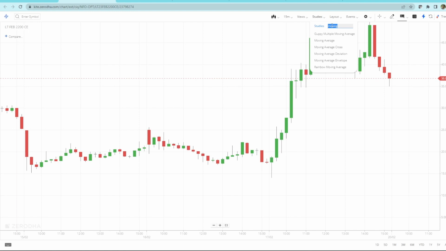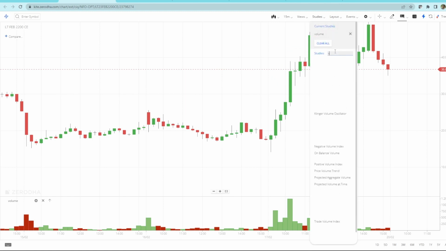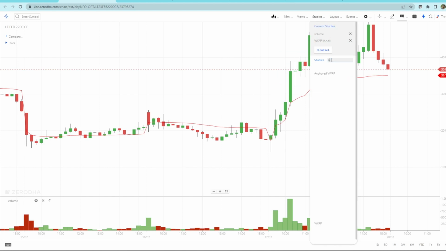Open chart, I removed all the indicators. I'll be using the volume as the first indicator. This will help me identify whether we are having good volume for the buyers, and I'll be using the VWAP. I'll be using the open interest.